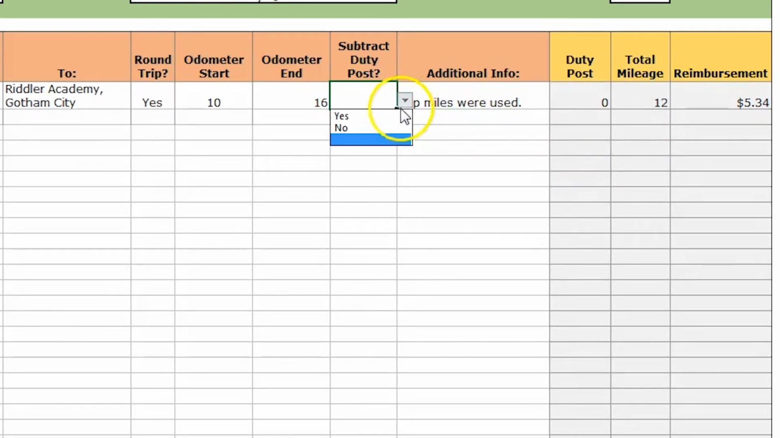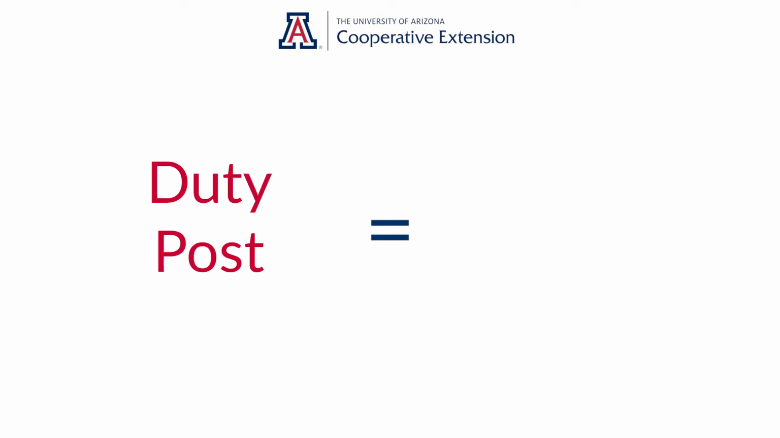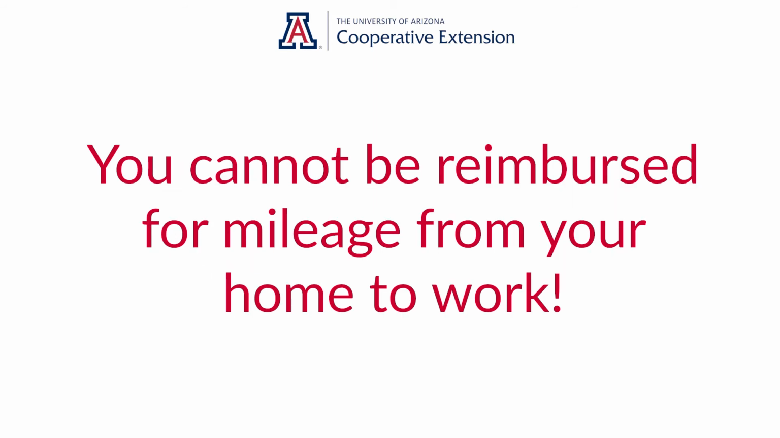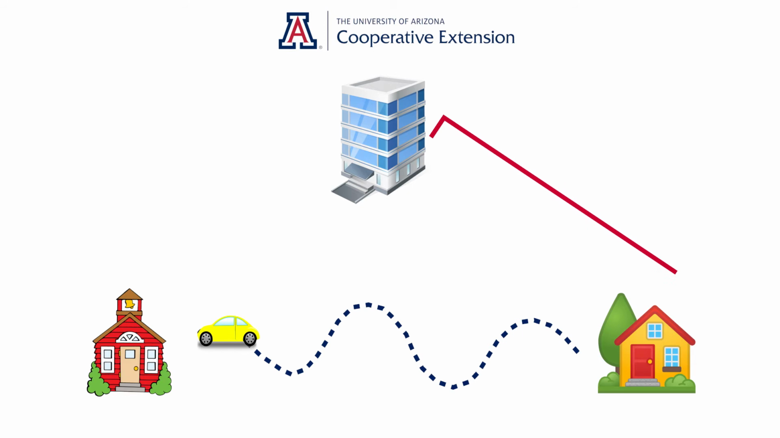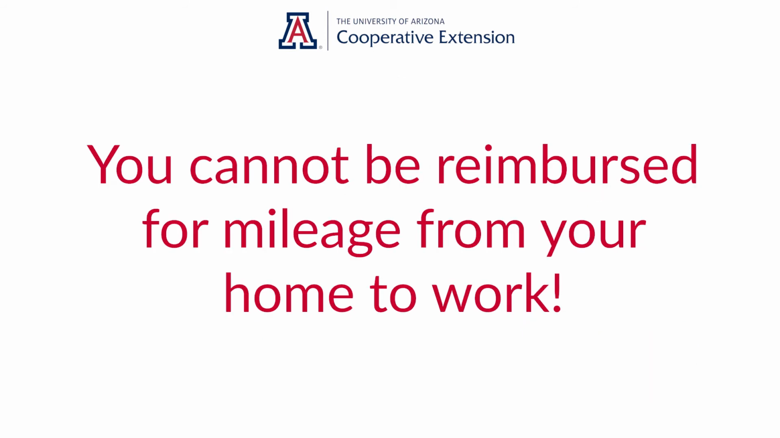Column F is another yes or no drop-down list for whether or not to subtract duty post. Your duty post is your office, and according to policy, the mileage to and from your home to your office is not reimbursable. So if you went directly from your house to a site during normal work hours, you will need to subtract the amount of miles between your house and your office. Keep in mind that driving to and from your duty post and your home is never reimbursable, even if you're working in your office outside of normal work hours.